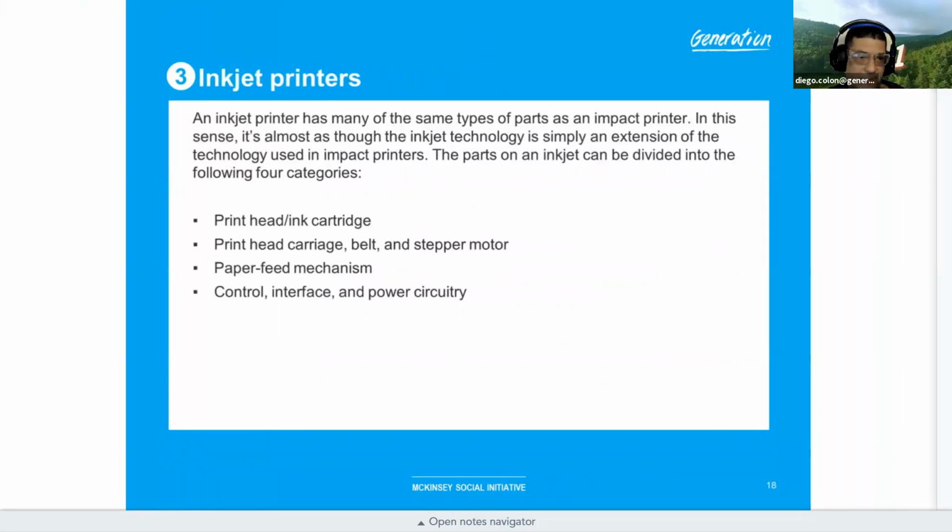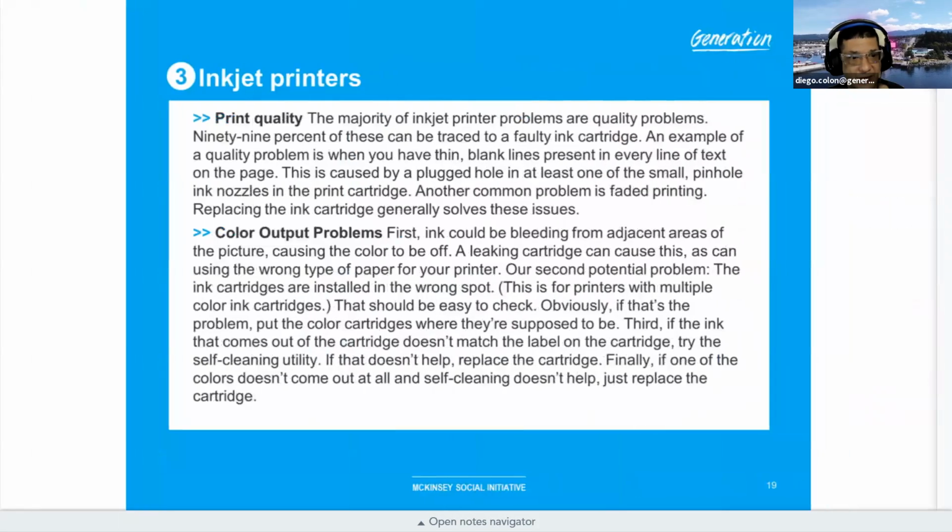Inkjet printers. Your inkjet printers obviously are the ones that a lot of people have nowadays at home. The main things are the actual print head cartridges, the belt, the step motors, or the paper feeding mechanism, or it could be the actual control interface itself. As for print quality, the majority of the inkjet printer problems are obviously in quality.